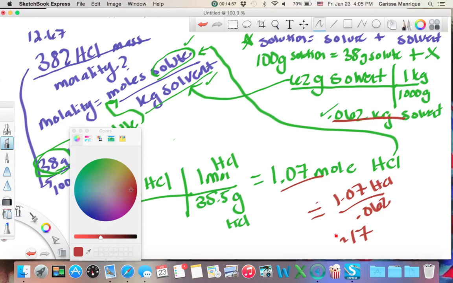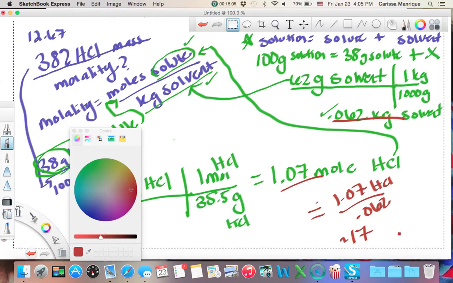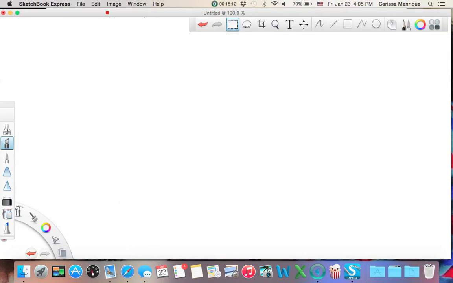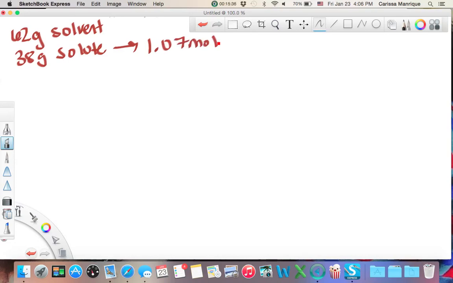Now let me just set up this next one for you, and then I want you to try it on your own. You use the same information here, so let's remember this. I have it written down. Let's look at everything we've solved for. We know there are 62 grams of solvent, 38 grams of solute, and we already solved for 1.07 moles. And 38 grams per 100 grams of solute, which I believe was HCl, over solution. Okay, and it wants us to find the mole fraction.